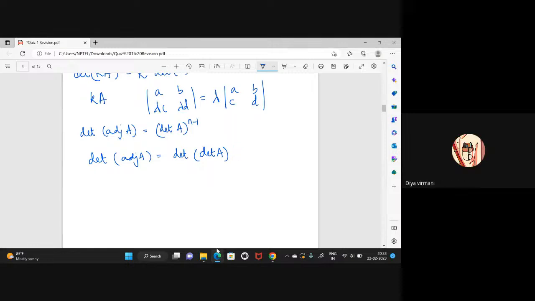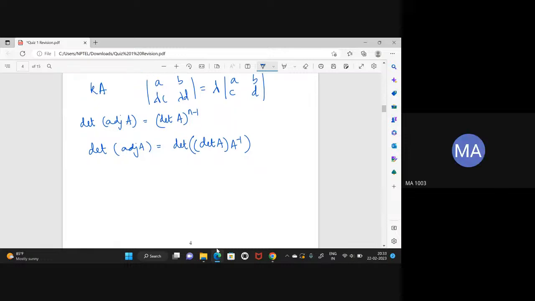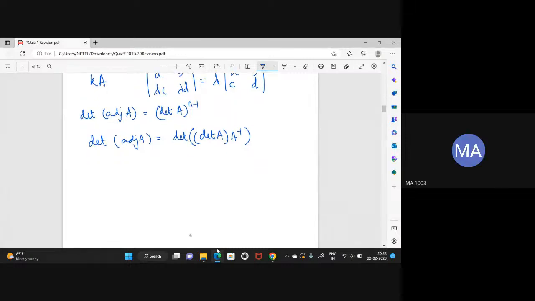This much you know. Adjoint of A is determinant of A into A inverse. And you know that when there is a scalar that's multiplied, it comes out n times, right? And determinant of A inverse is 1 by determinant of A. So nothing to remember.